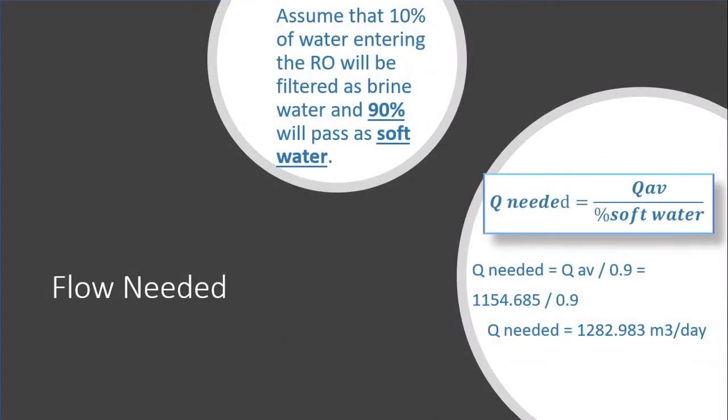But this flow isn't the one we need to get from the source, because we need to consider that a percentage of the water will be filtered out as brine water when we are treating this drinking water. So to get the flow needed, we will divide the average flow by the percentage of soft water. So we can see here that Q needed will be Q average divided by 0.9, which is the percentage of soft water assumed when we are using reverse osmosis for treatment, that we will talk about later. So this is how we get the flow needed.